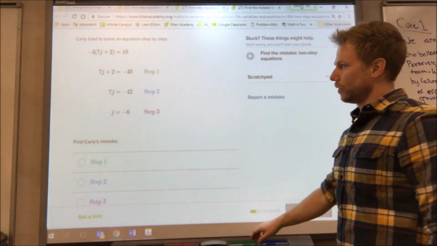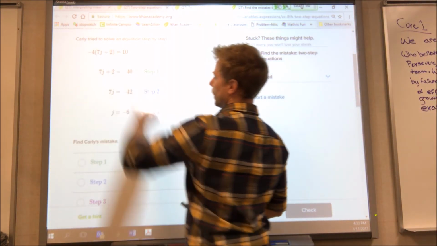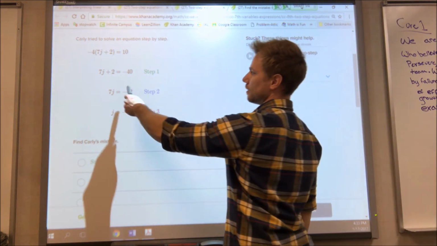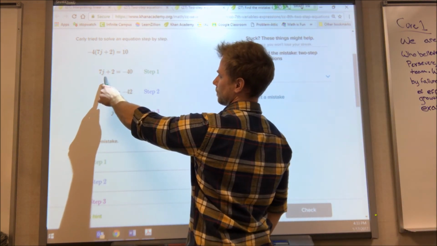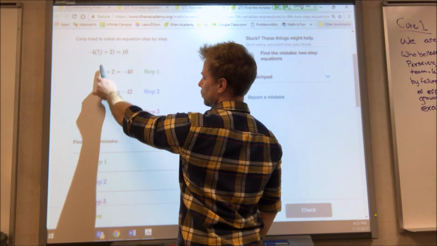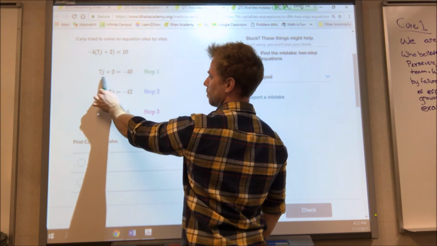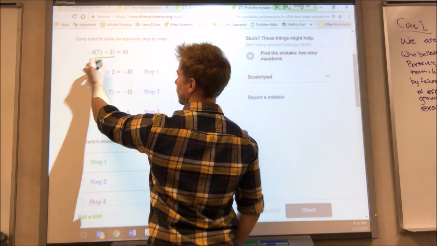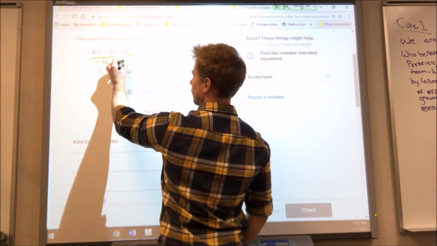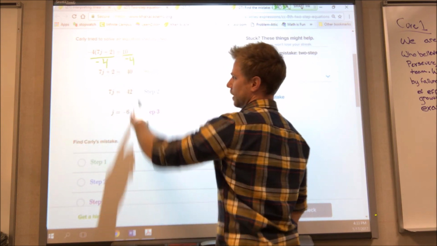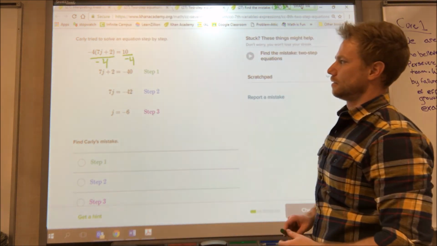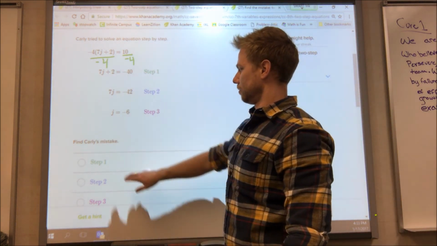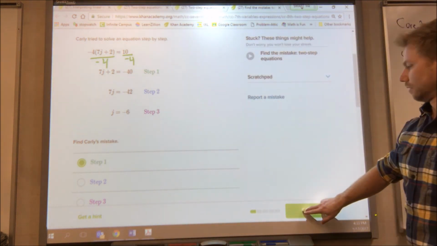All right, on this one, we can either distribute or we can divide. I think it looks like they divided, because notice that the 7j plus 2, it's still 7j plus 2 in step 1, but the 4 is gone, so they must have divided the -4. But 10 divided by -4 is not 40. 10 times -4 is 40. But we shouldn't be multiplying, we should be dividing. So step 1 is the mistake.